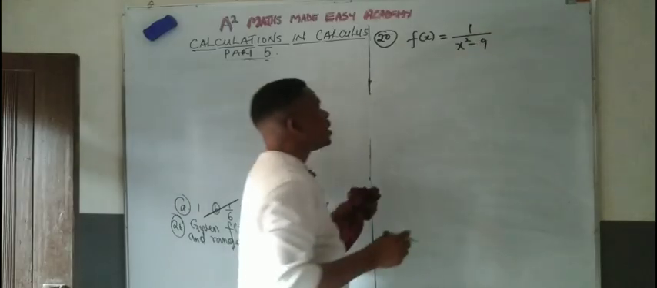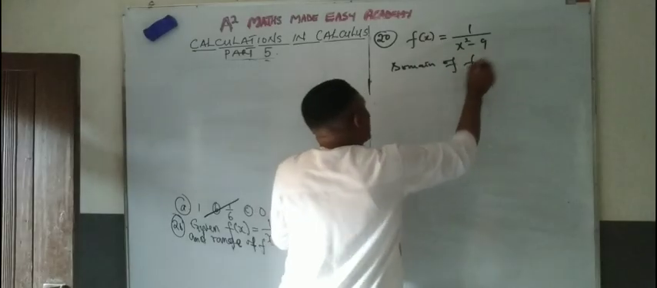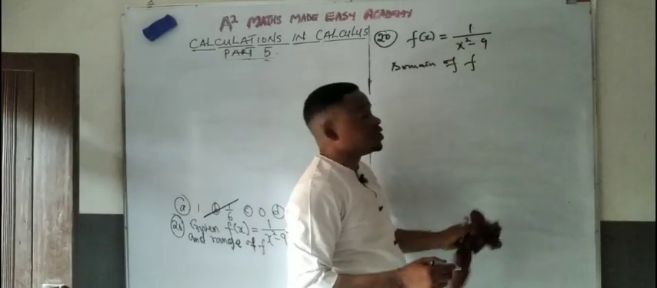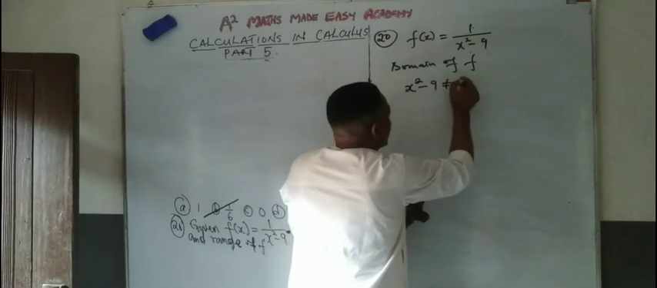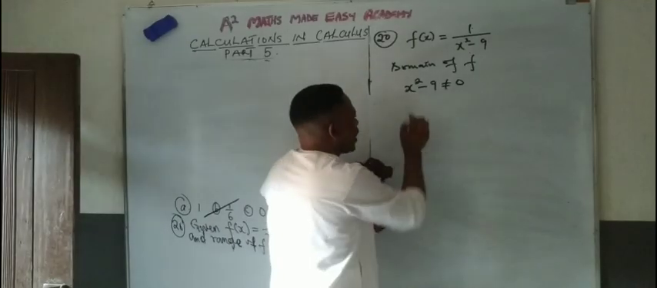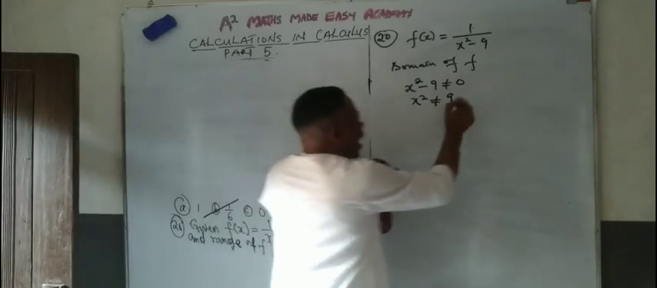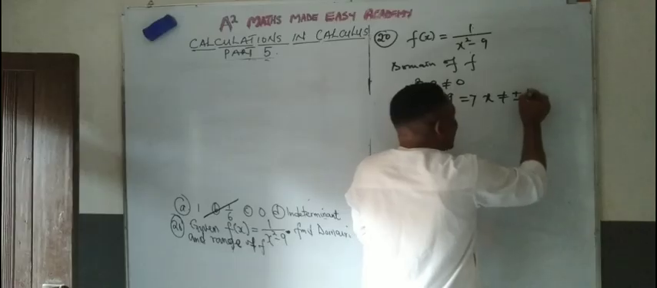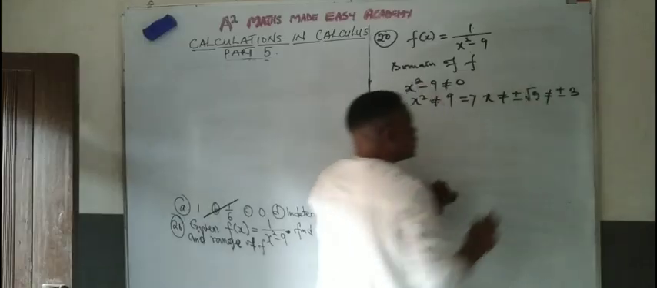Are you with me? Now, what are we looking for first? We're considering just the domain of f first. Anytime you see a rational function, what is a rational function? Numerator and denominator. The condition is that the denominator, which is x squared minus 9, can never be equal to 0. Then our target is to make x the subject of the formula. x squared can never be equal to, when I carry minus 9 this way, it will give me 9. And this implies x is not equal to plus or minus square root of 9, which is not equal to plus or minus 3. I have seen the domain already.